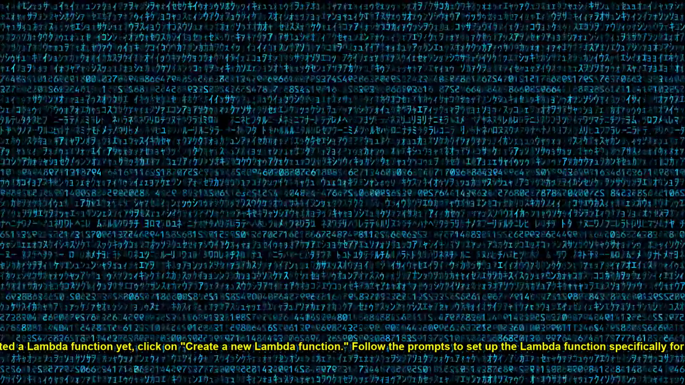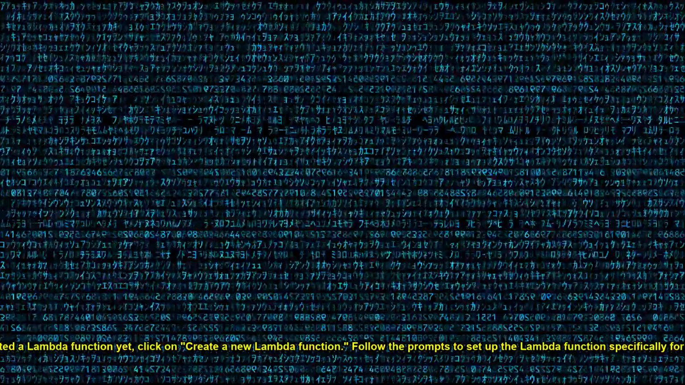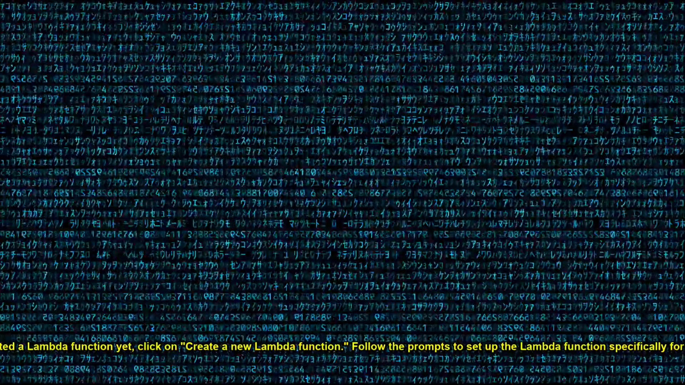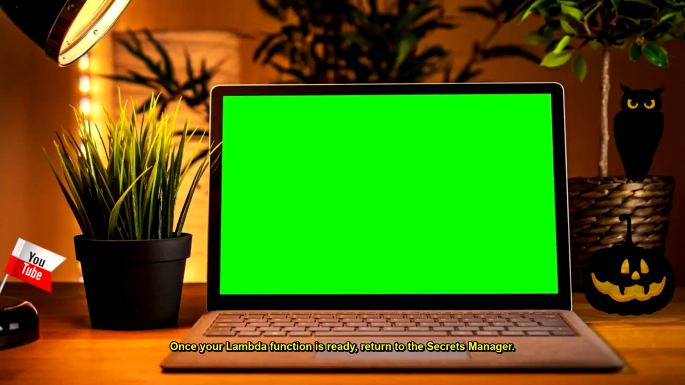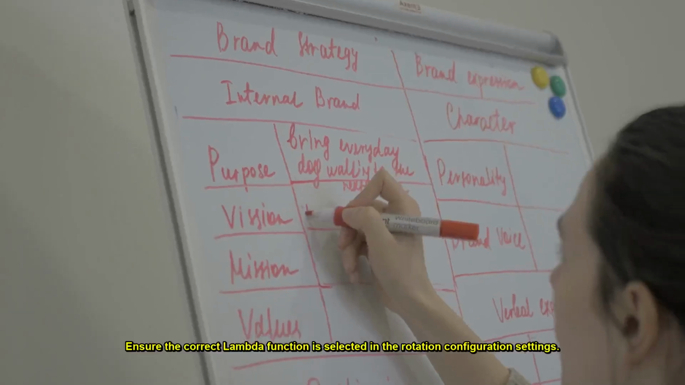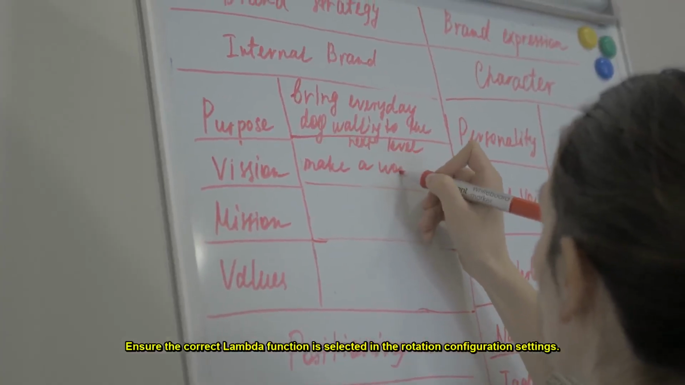If you haven't created a Lambda function yet, click on Create a new Lambda function. Follow the prompts to set up the Lambda function specifically for database rotation. Once your Lambda function is ready, return to the Secrets Manager. Ensure the correct Lambda function is selected in the rotation configuration settings.